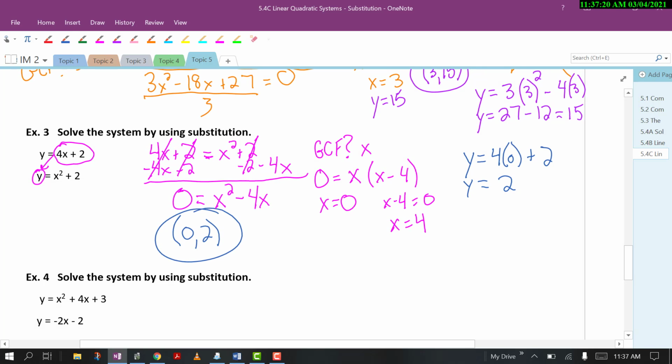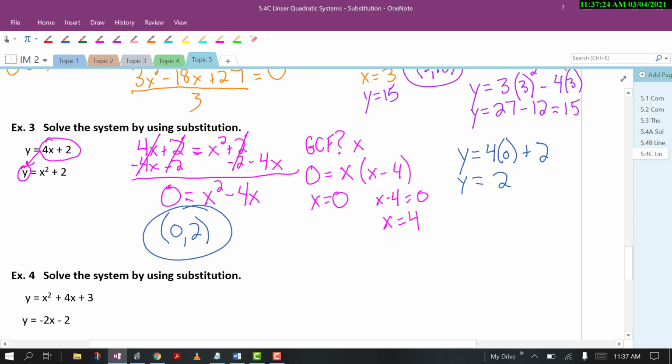And our second solution is going to be y equals 4 times 4 plus 2. So 4 times 4 is 16, plus 2 is 18. So our other solution is 4, 18. So kind of a bigger number, but we're not looking at the graph, so it doesn't really matter.